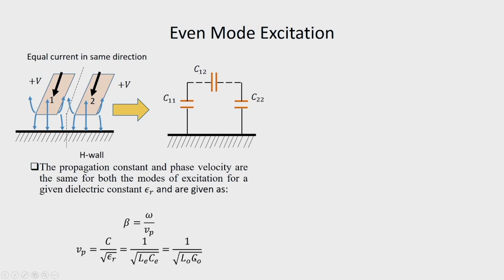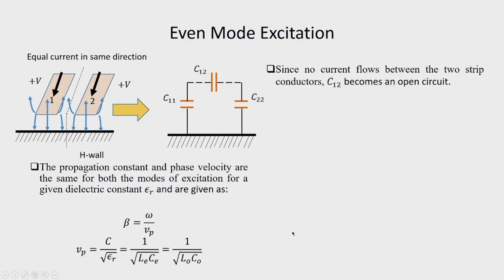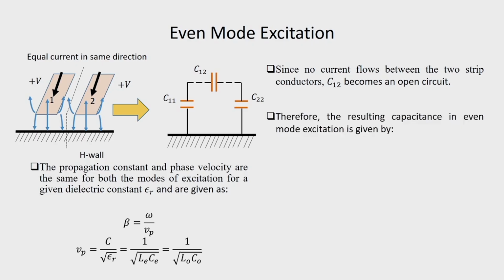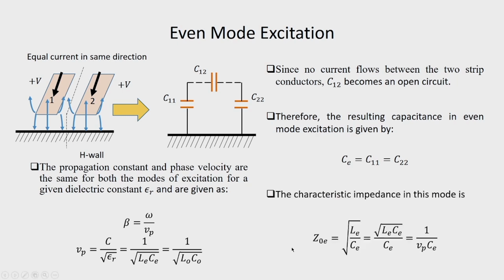Inductor and capacitor. Since no current flows between the two strip conductors, C12 becomes an open circuit now, and therefore, the resulting capacitance in even mode excitation is given by C E equal to C11 is equal to C22, and characteristic impedance Z0 E can be found as 1 by Vp C E.